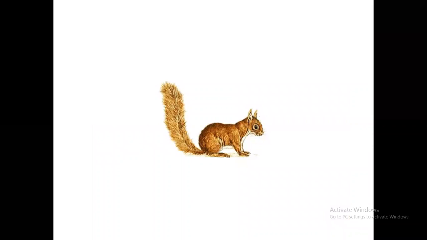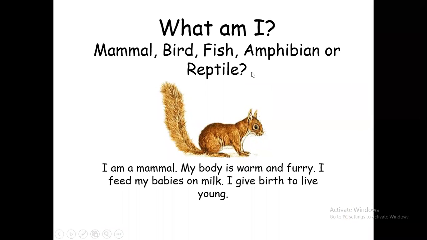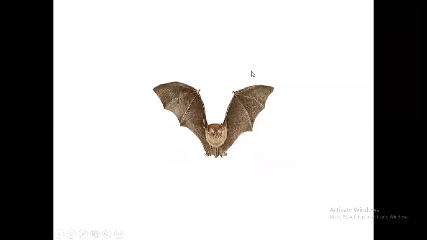So now you see an animal and guess if it's a mammal, reptile, or amphibian. What do you think this is? Mammal. Yes, it's a mammal. That's right. It's covered with fur, gives birth, and also feeds its babies with milk. What do you think this is? This is actually a bat. What do you think bats are? Mammal.